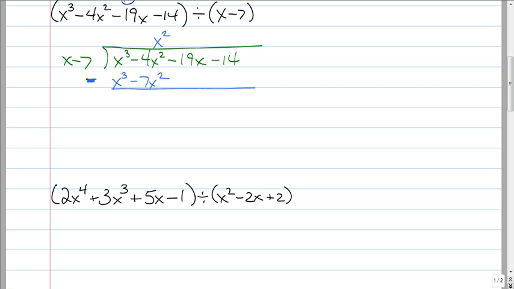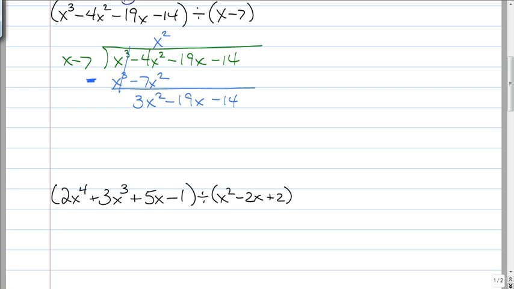So remember, you're subtracting. So you can say x cubed minus x cubed is going to cancel, and that's what we want it to do, so that goes away. And then this is a negative 4 minus a negative 7. So you have to remember to add, because minus a negative is plus. So negative 4 plus 7 is 3x squared. And now you're going to bring down your 19x and your negative 14, and you're ready to go again.